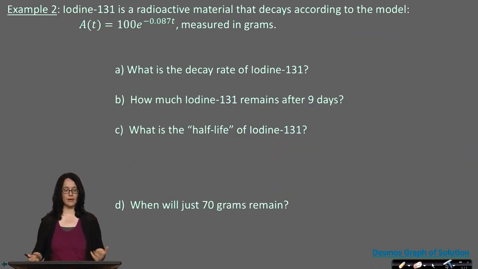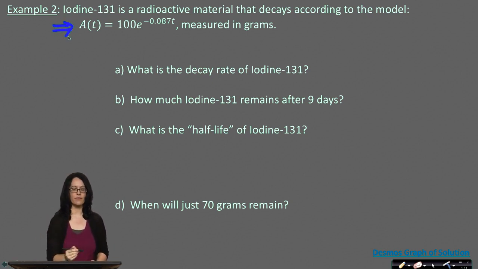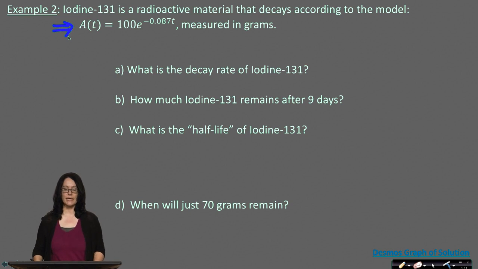Example 2, let's talk about a substance that's radioactive, like iodine-131. It's known that iodine-131 has a model of decay that is represented by this equation. A of t equals 100 e to the negative 0.087 t, where the amount of the substance is measured in grams. Okay, so then they tell me in part A, they want to know what the decay rate is. So see if you can take apart the equation and answer that question.